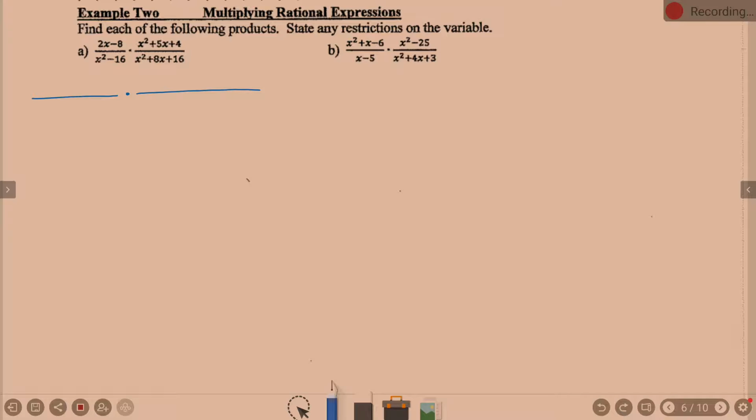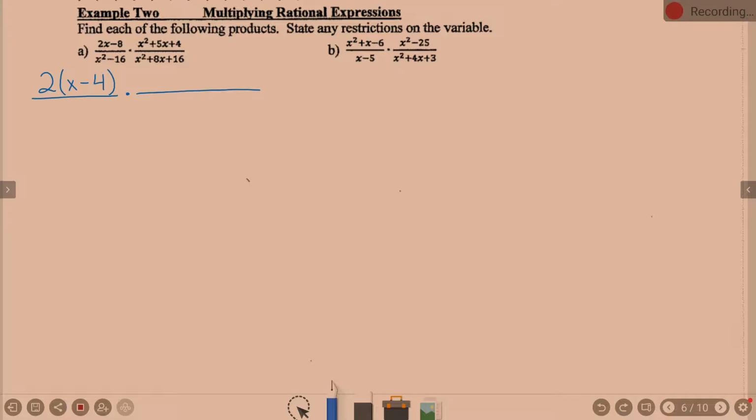2x minus 8. How do I factor 2x minus 8? There's no x squared there, right? So we're not thinking two parentheses. But there is a GCF of 2. So I'm going to put my 2 out front. 2x divided by 2 is x. Minus 8 divided by 2 is 4. 2 times x minus 4. Okay. Denominator.